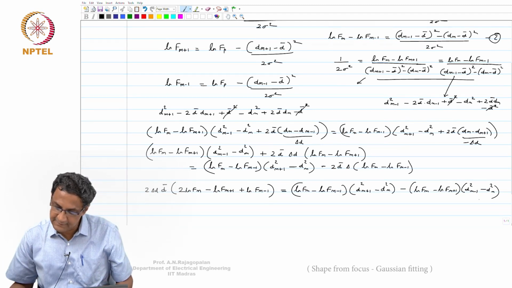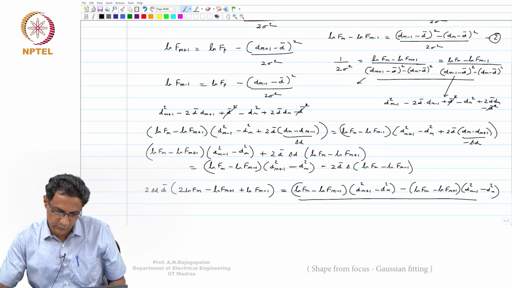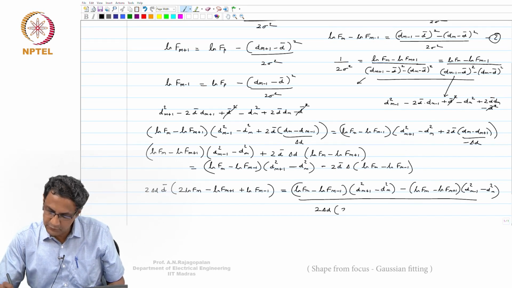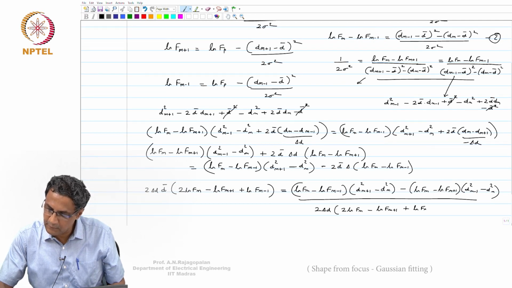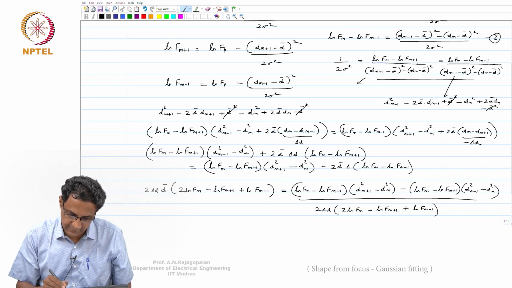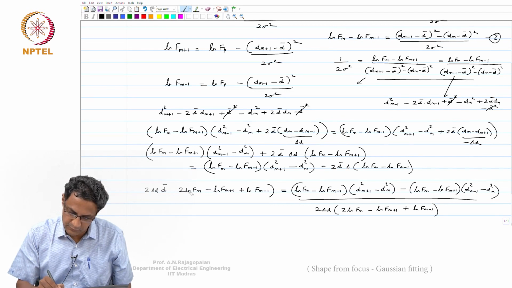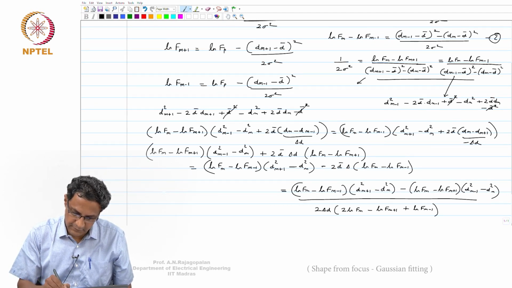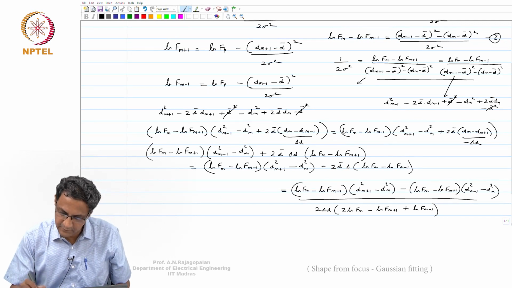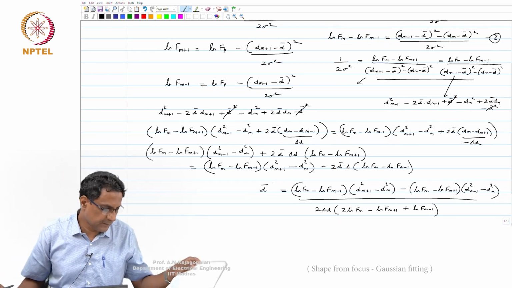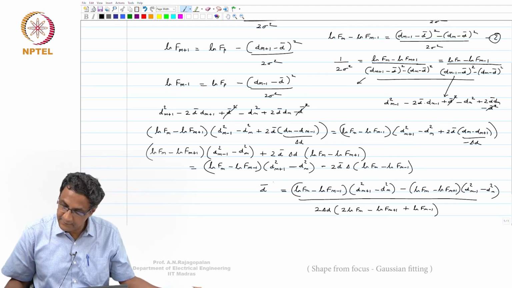Or in other words, we can get your d bar by simply dividing this whole thing by 2 delta d, right? 2 delta d, 2 ln fm minus ln fm plus 1 plus ln fm minus 1. If I remove this and shift it all to the left, then what I'm left with is really the d bar equation, which looks like that. Right? Straightforward, no great surprises there.